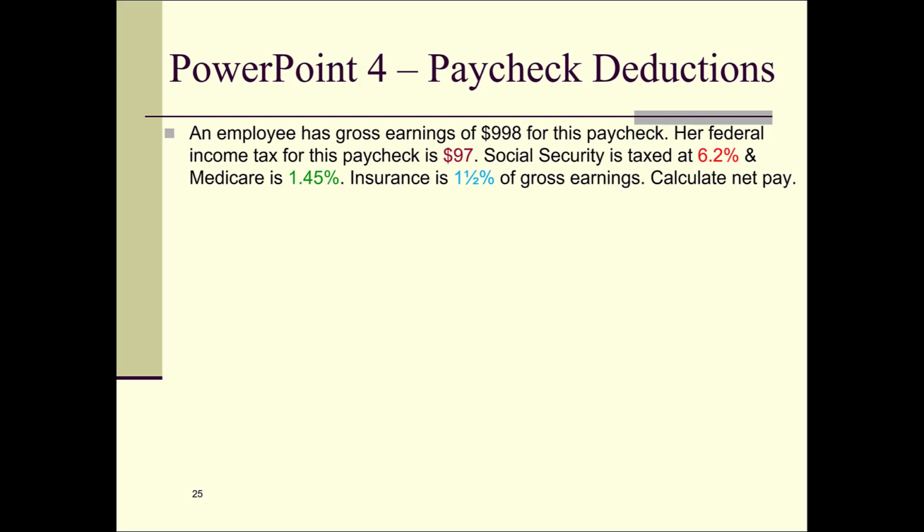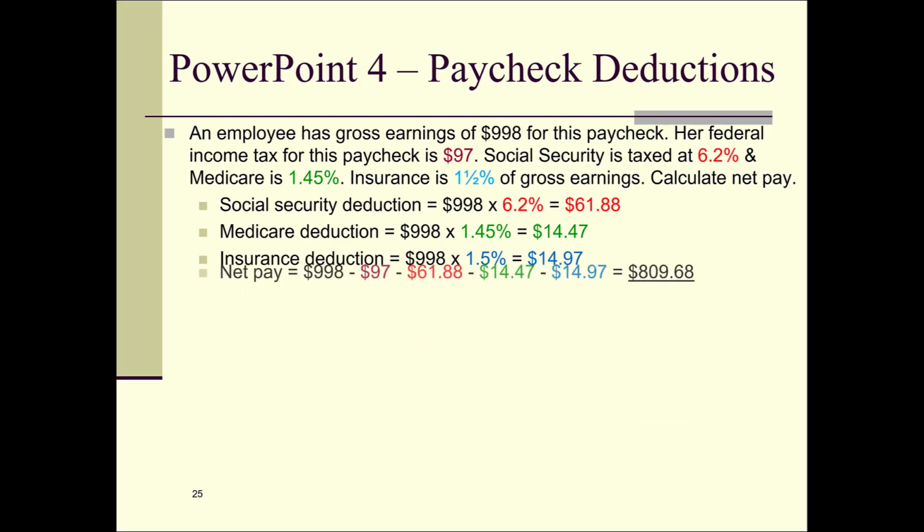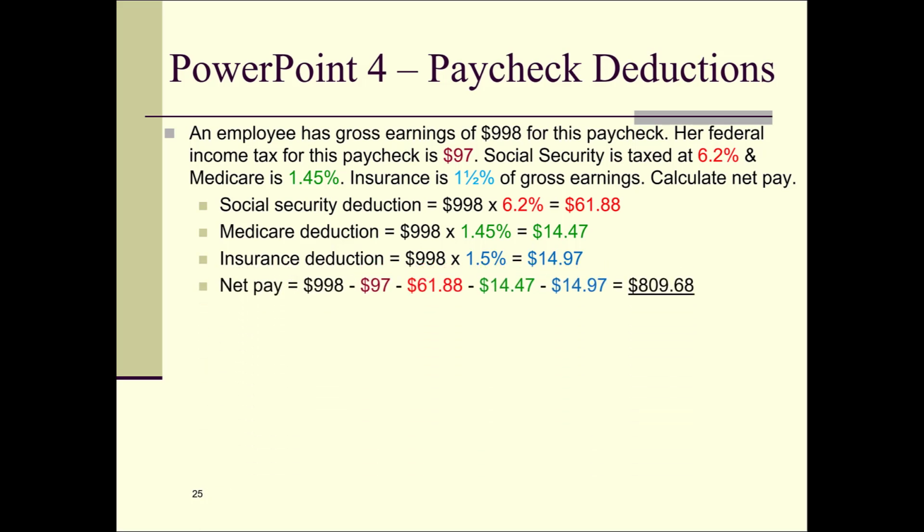So let's do Social Security first. Social Security is 6.2%, so $998 times 6.2% gives us a deduction of $61.88. Medicare is next. $998 times 1.45% gives us a deduction of $14.47. Insurance is 1.5% of gross, so that gives us $14.97. And then to calculate net pay, take gross minus the federal income tax, minus the Social Security, minus the Medicare, minus insurance, gives us a net pay or take-home pay of $809.68.